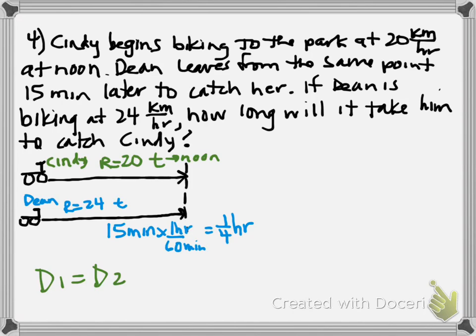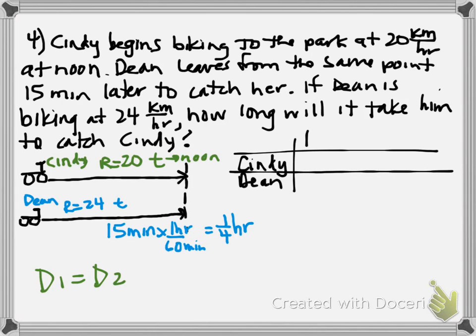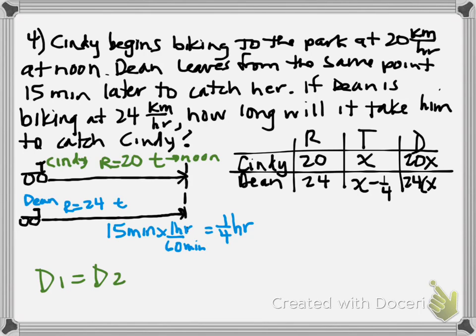Okay, so in our chart, we're going to have Cindy and Dean. Rate, time, distance. We've got rate for Cindy is 20 and for Dean is 24. Now time, it says that she leaves at noon, but it doesn't give her time. So we're going to let her be x for time. And Dean left 15 minutes later or 1/4 of an hour later. So distance for Cindy is 20x, and for Dean it's going to be 24 times the quantity x minus 1/4.